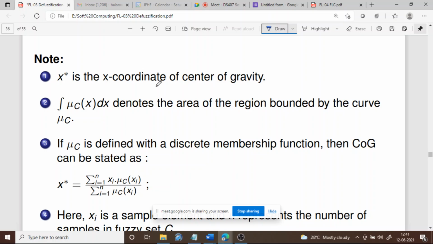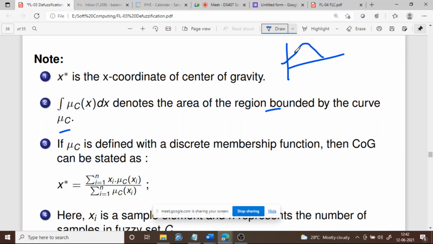So x star is some point on the x coordinate, and the integration of membership function of x dx denotes the area of the region bounded by the curve. I think you are aware of this, you might have learned it in school days. Integration of a function represents the area under the curve. Any curve can be represented as a function, and if you integrate over that function, you will get the area of that particular curve.